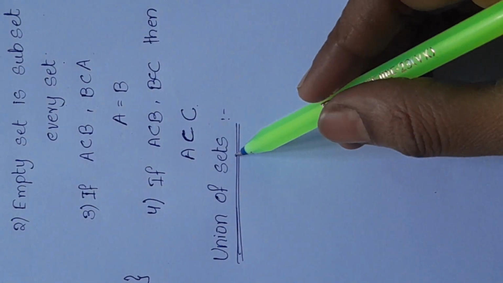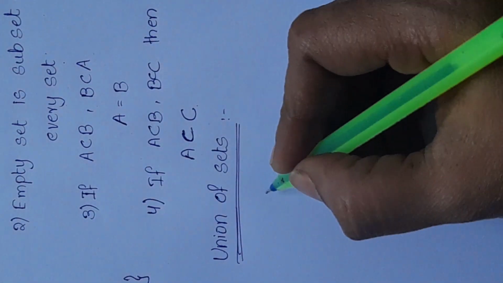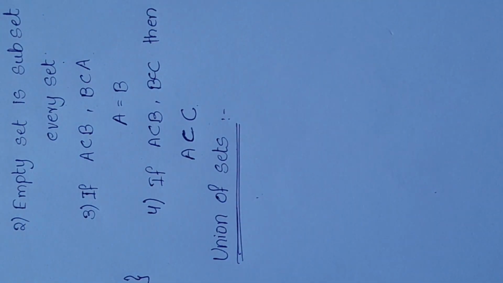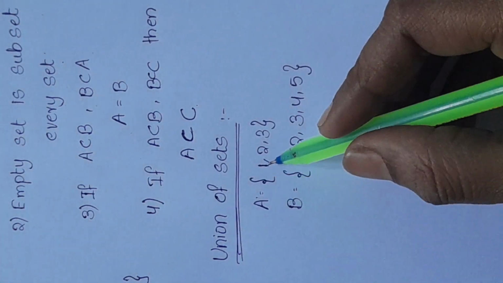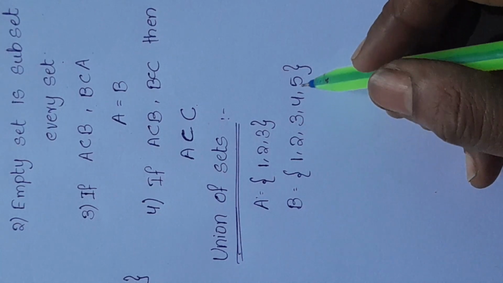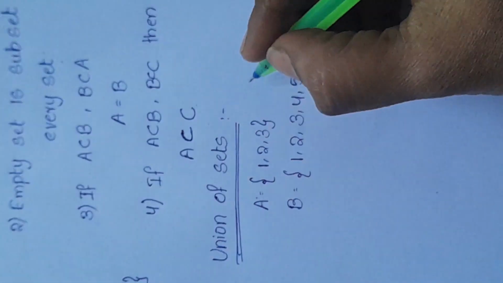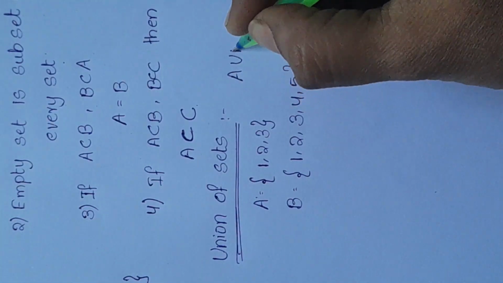Some basic operations of sets are union of sets. Let us consider two sets A and B. Let us consider the set A is equal to {1, 2, 3} and B is equal to {1, 2, 3, 4, 5}. A union B can be represented by A ∪ B.